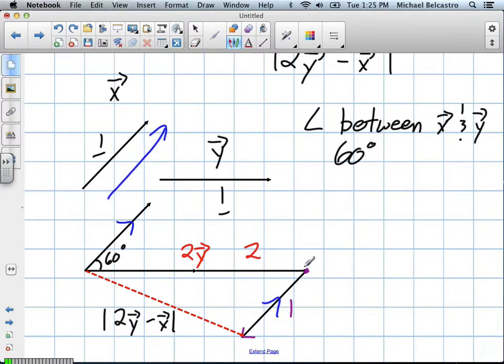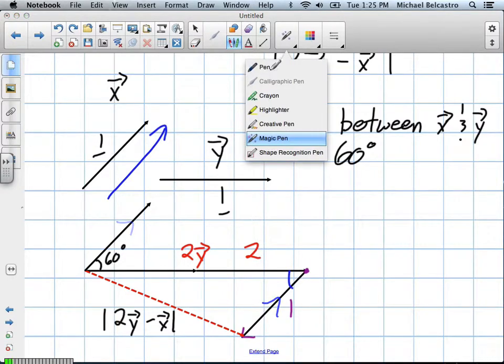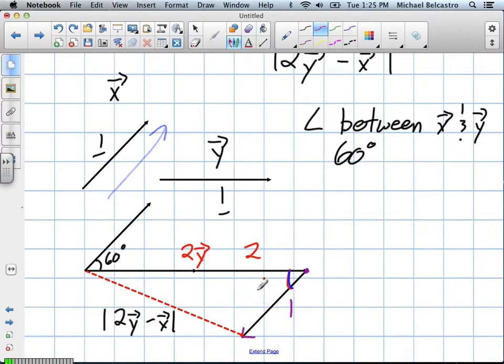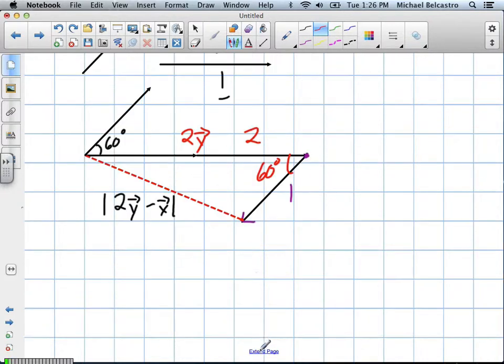Because this is 60, we know that this is a value of 60 also. Because that is 60, one side of our triangle has a magnitude of 2, the other one 1. We can now find the magnitude of our resultant vector using our cosine law from before.